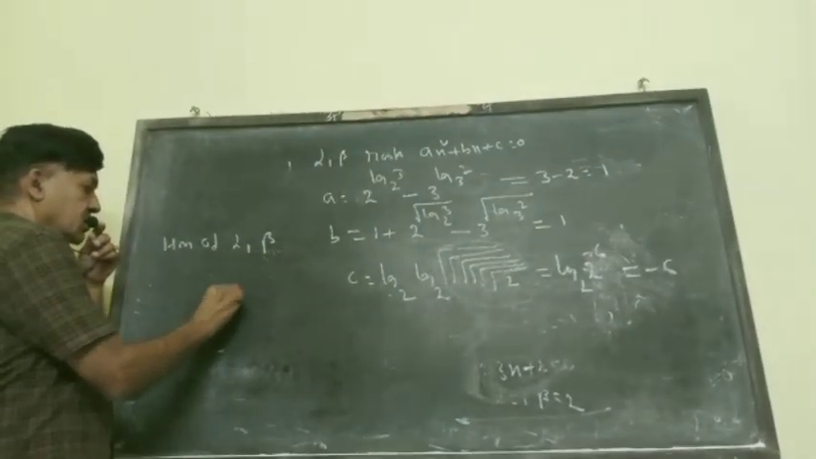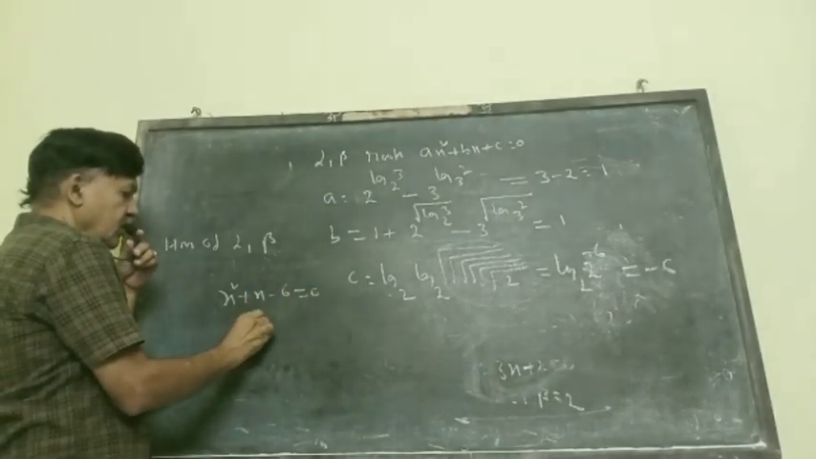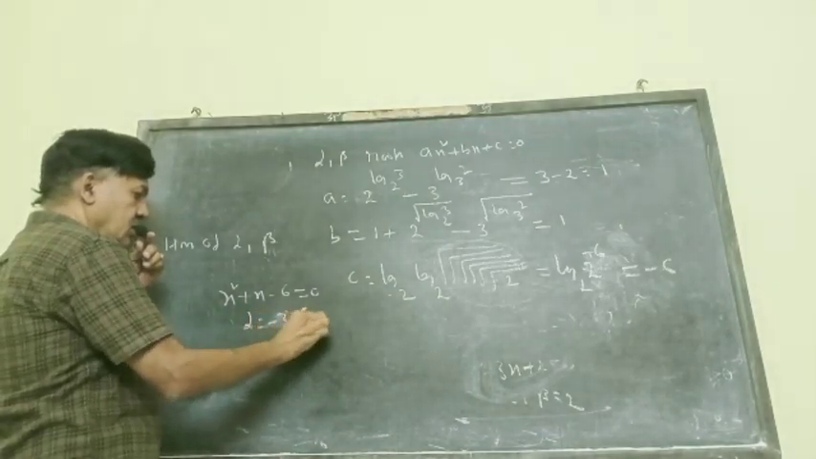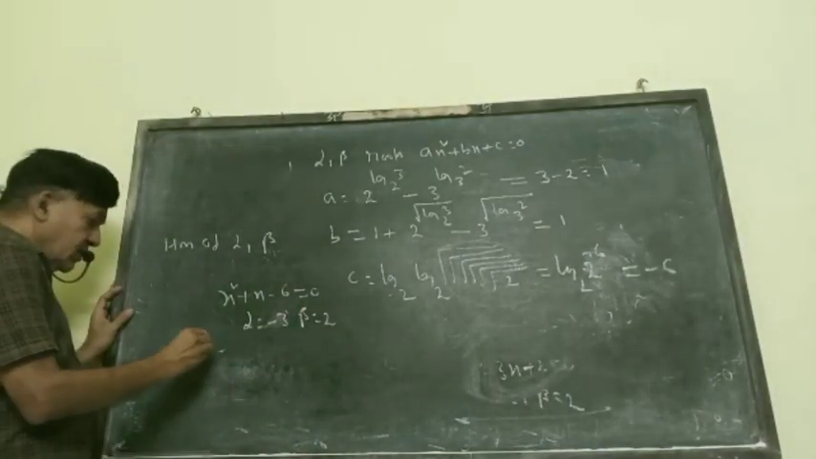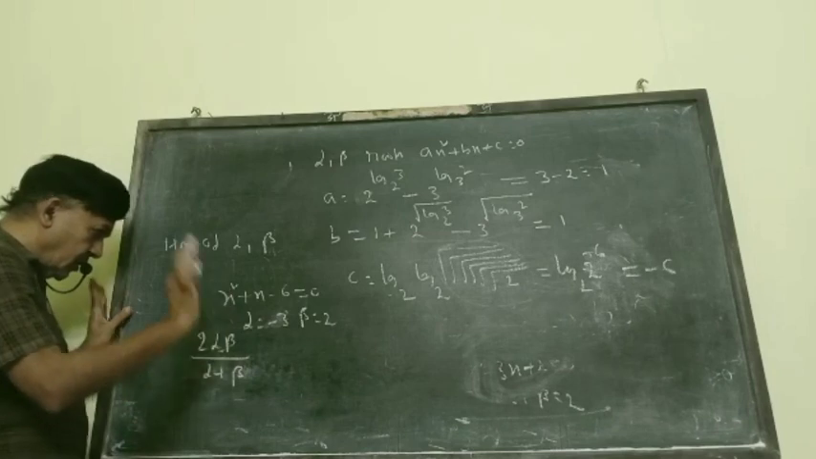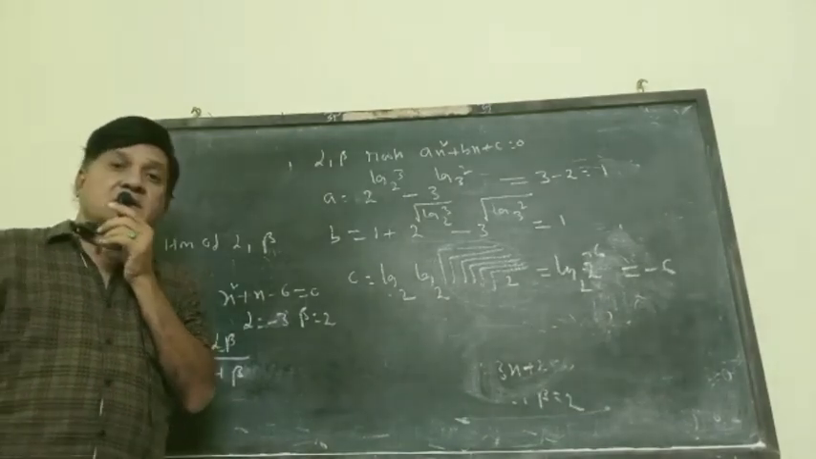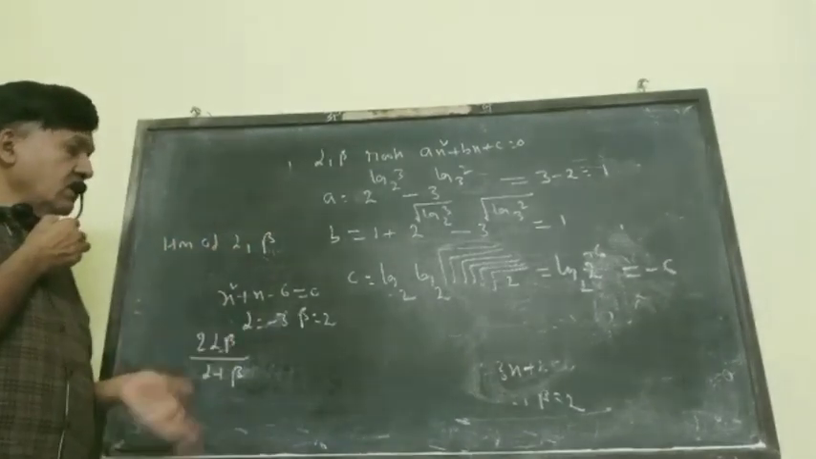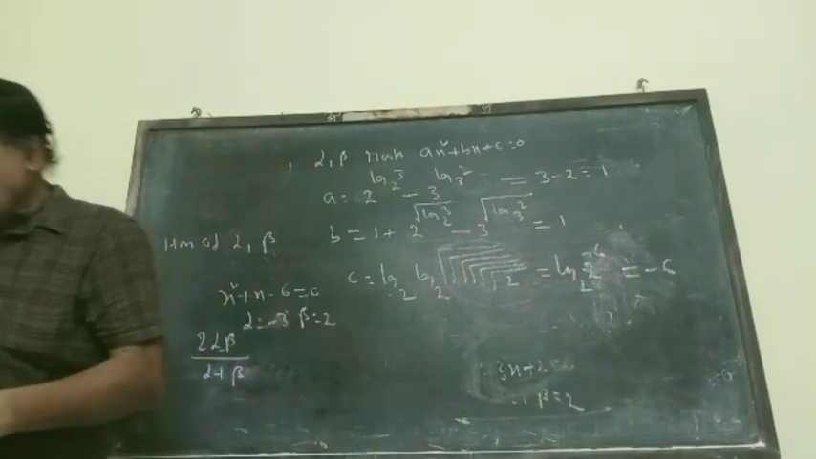So the equation is x square plus x minus 6 is equal to 0. So alpha is equal to minus 3, beta is equal to 2. Correct? What is HM of alpha beta? 2 alpha beta by alpha plus beta. The definition of harmonic mean of A and B is 2AB by A plus B. Alpha you know, beta you know, you substitute, get to the answer.